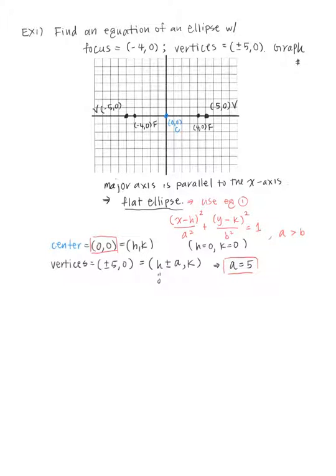Now the foci. We're given foci as well. Foci are ±4, 0. But if you look at the formula sheet, what does it say? It is h plus or minus c, comma k. But we already know that h is 0, so that implies that c must be 4.